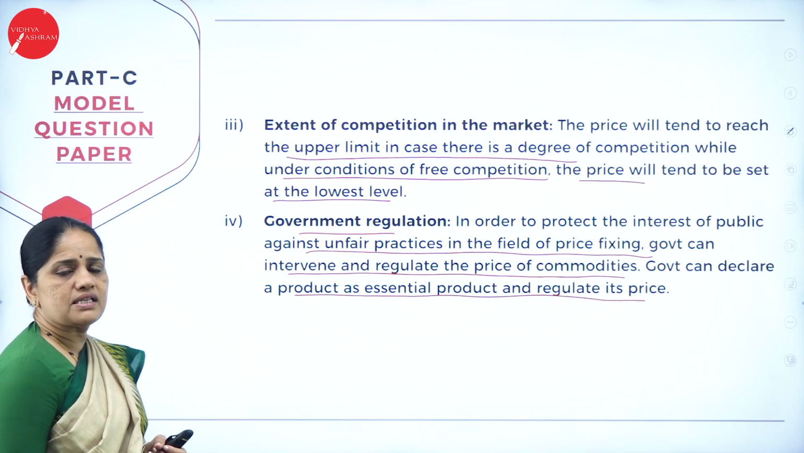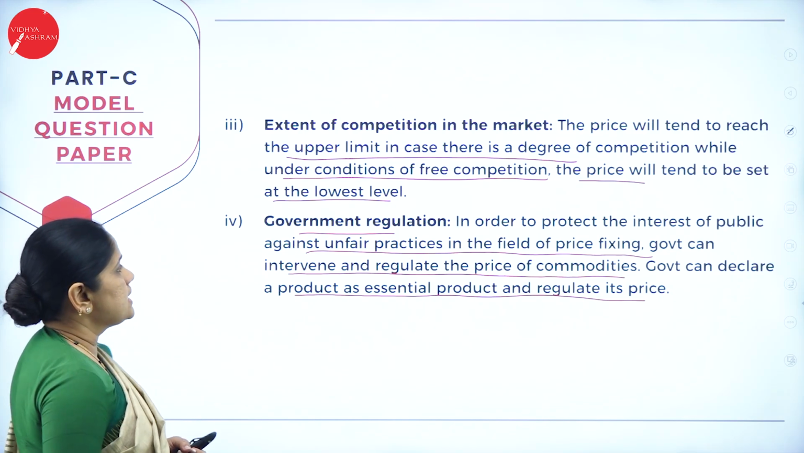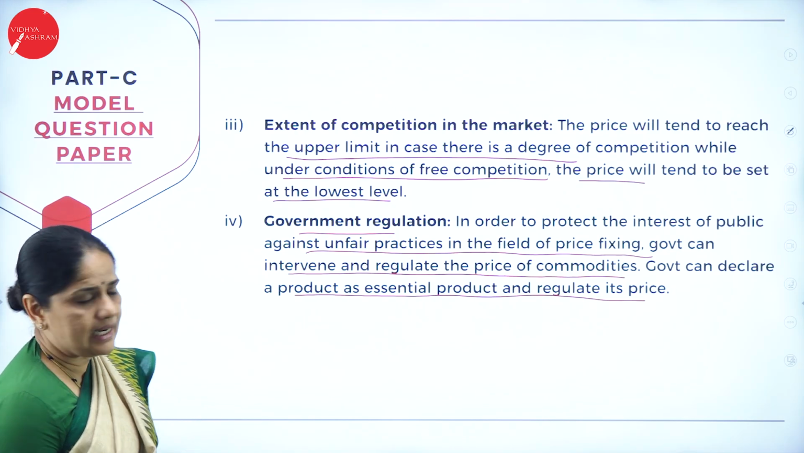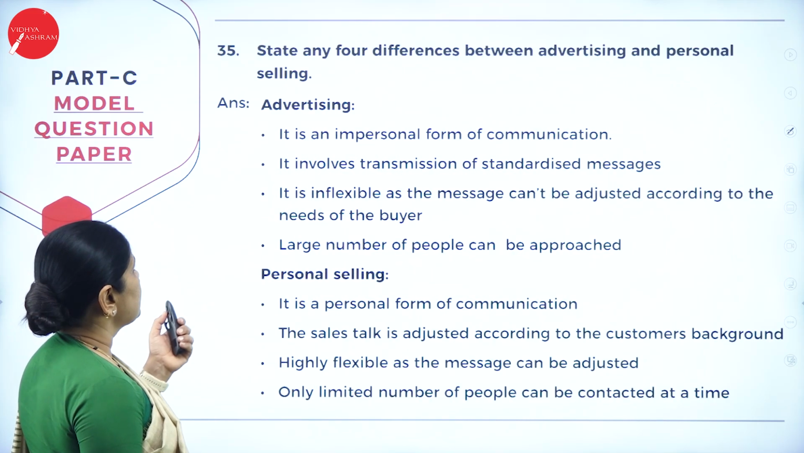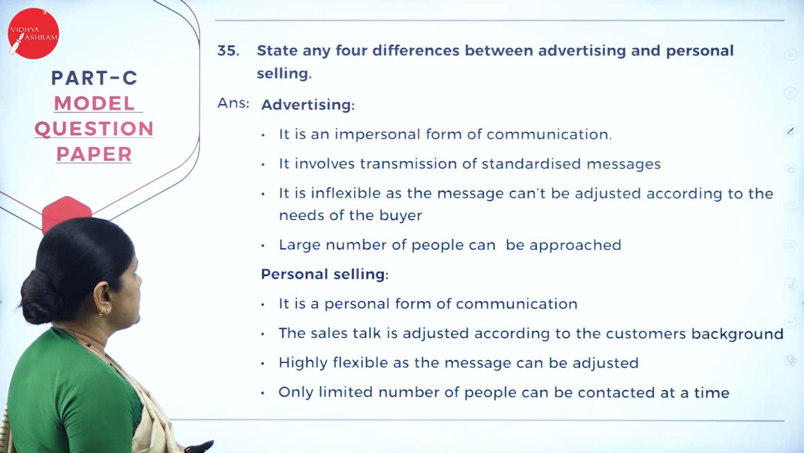So the four factors affecting the pricing are the product cost, then we have the extent of competition, utility and demand, and government regulation. Then state any four differences between advertising and personal selling.